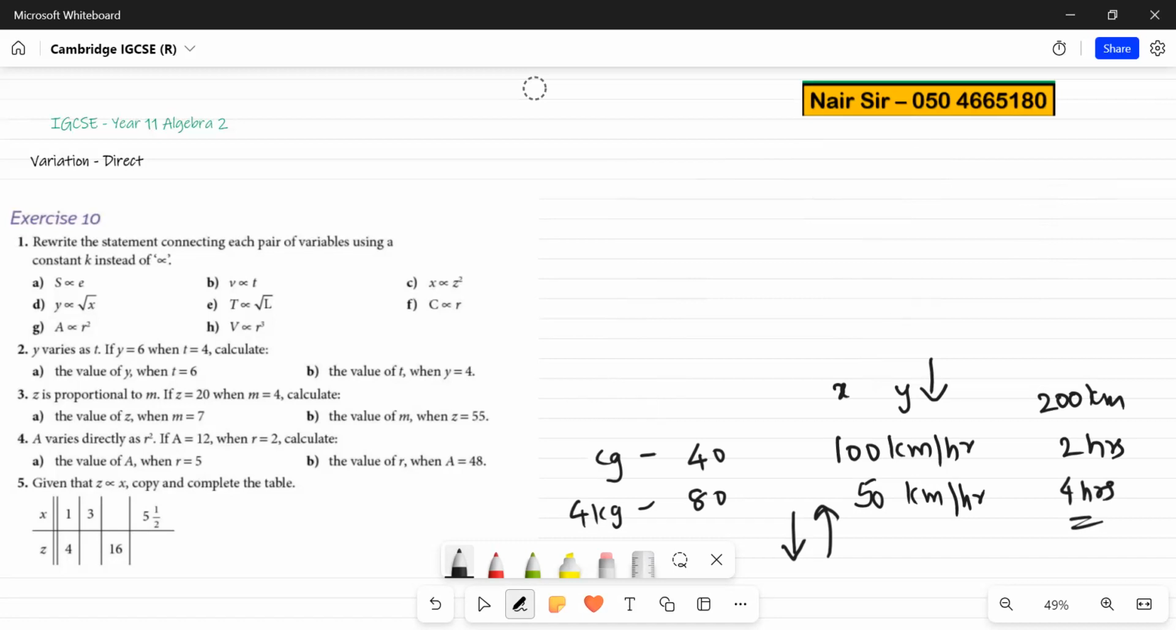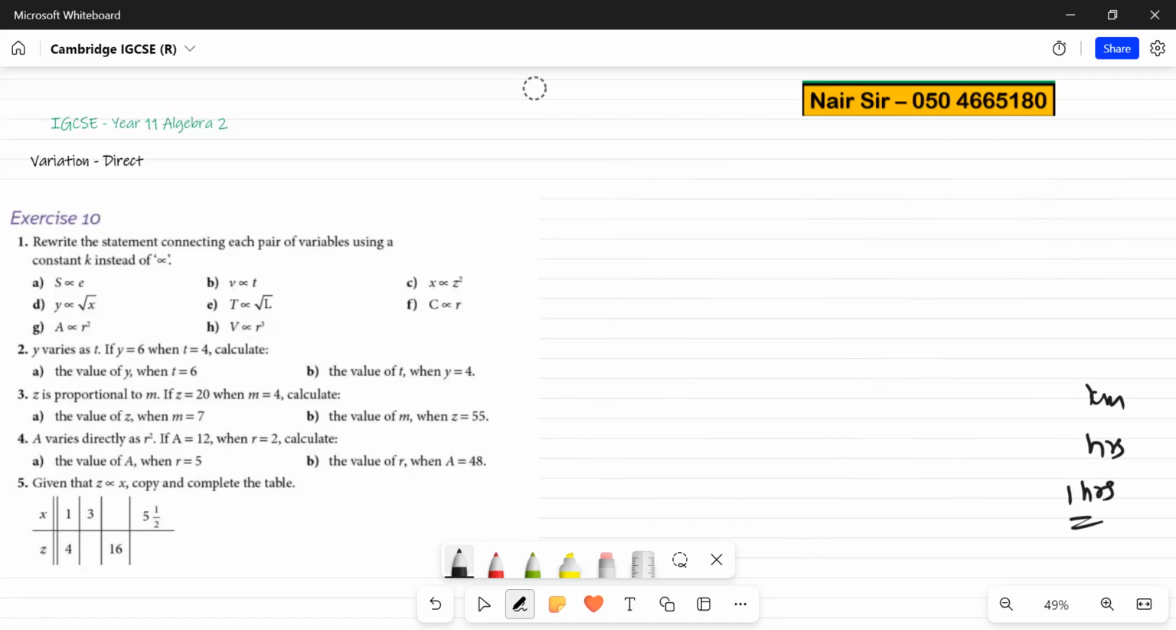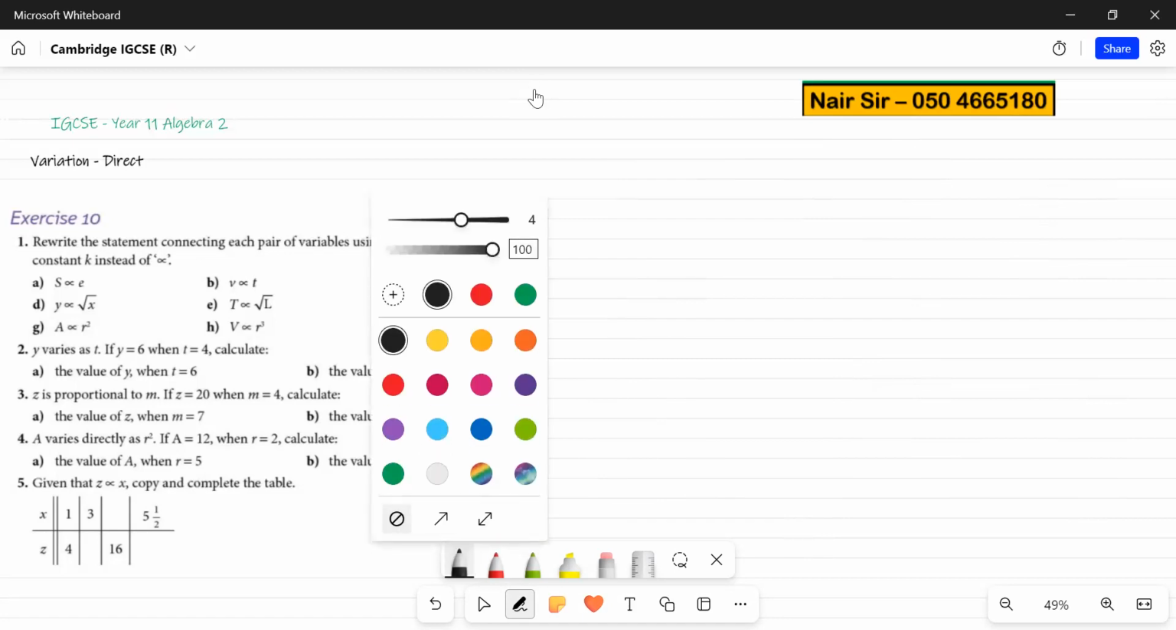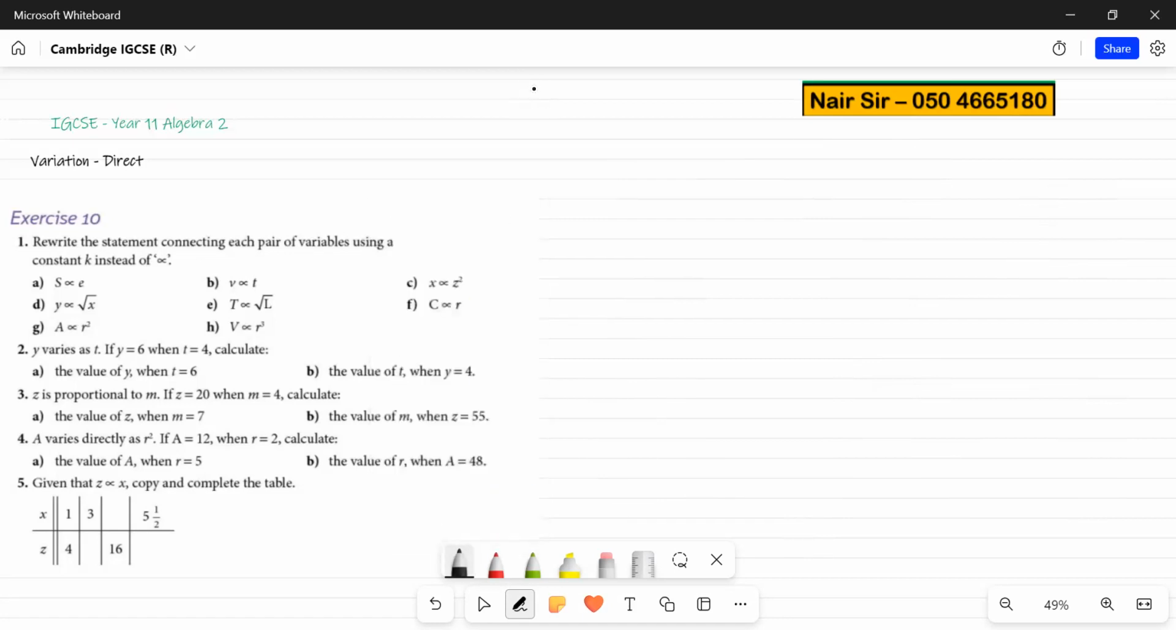Let us solve. What we are going to do is solve exercise 10 from IGCSE, the Cambridge level. Kickstart. Rewrite the statement connecting each pair of variation using constant k instead of proportionality. S is proportional to E. I can write this equation as S is equal to KE.